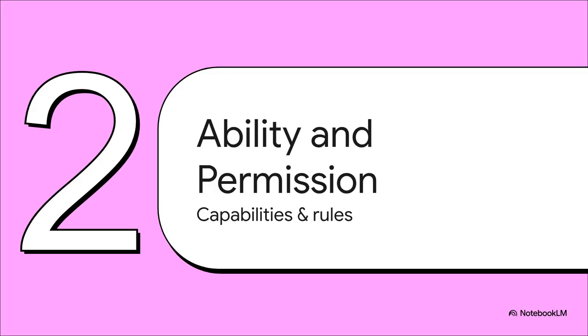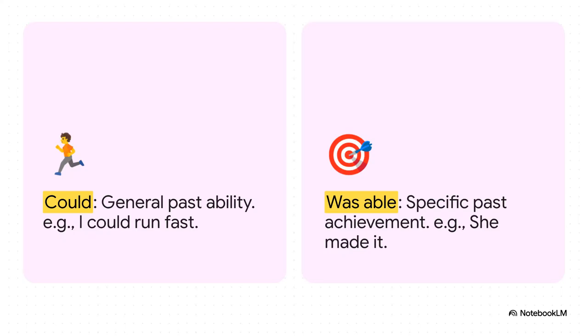Moving right along to Section 2, ability and permission. Now let's analyze how we express what we are actually capable of doing. Let's play a little something I call the superpower game. You see, when we talk about ability in the past, English makes a really strict distinction. We use the pure modal could for general past superpowers. These are things that were just generally true over a period of time, like, I could run fast in high school. But, and this is key, you must use the semi-modal was able to when you're talking about successfully completing a single specific action. Usually this means you overcame some specific difficulty to make it happen.